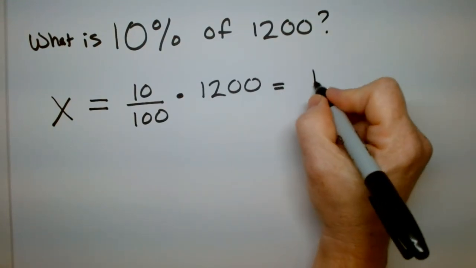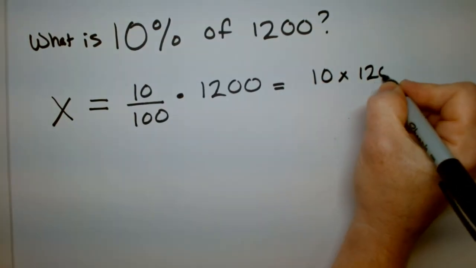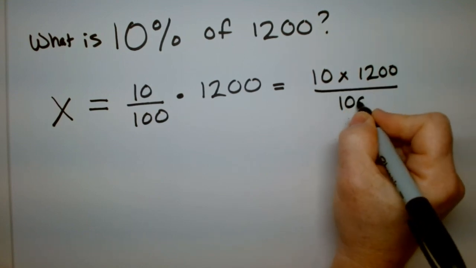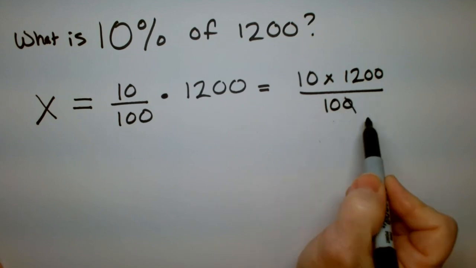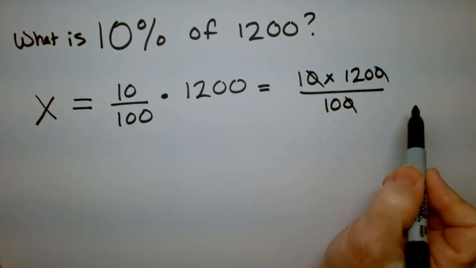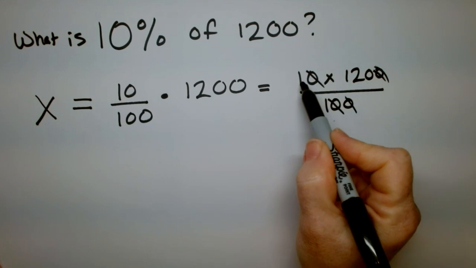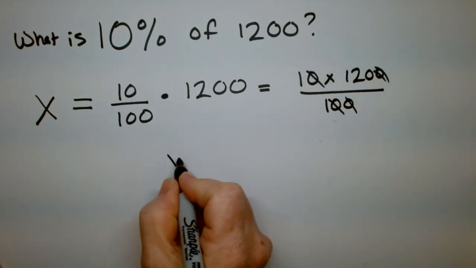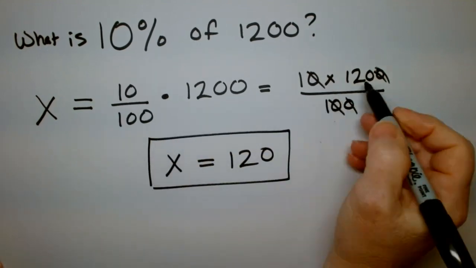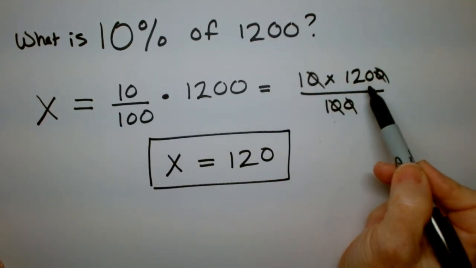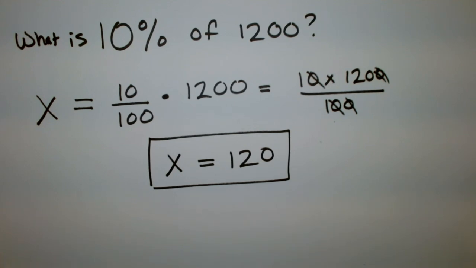Can you do this one? 10 times 1200 divided by 100. Because everything is multiplication, that 0 cancels, that 0 cancels. I now have 1 times 120. So x is 120. You can also use a calculator. You can say 10 times 1200 divided by 100, and you'll get 120.